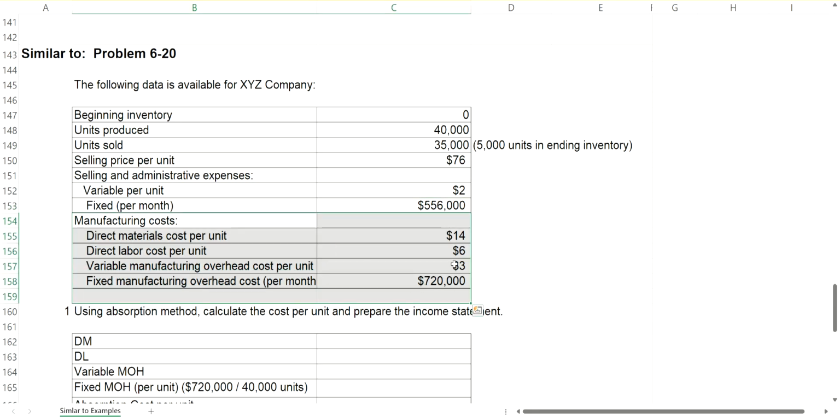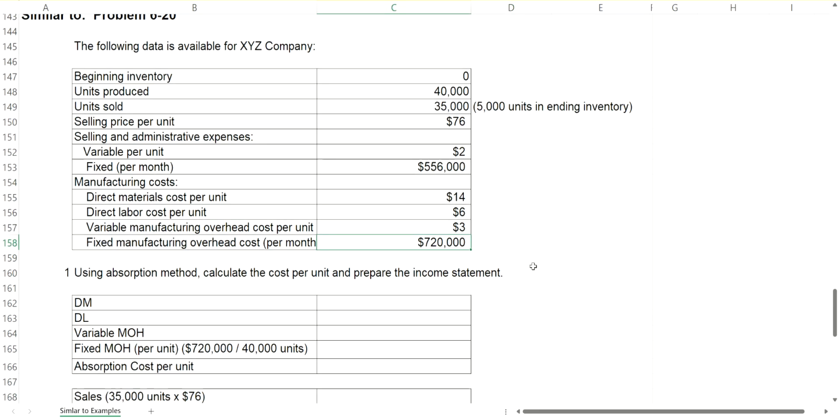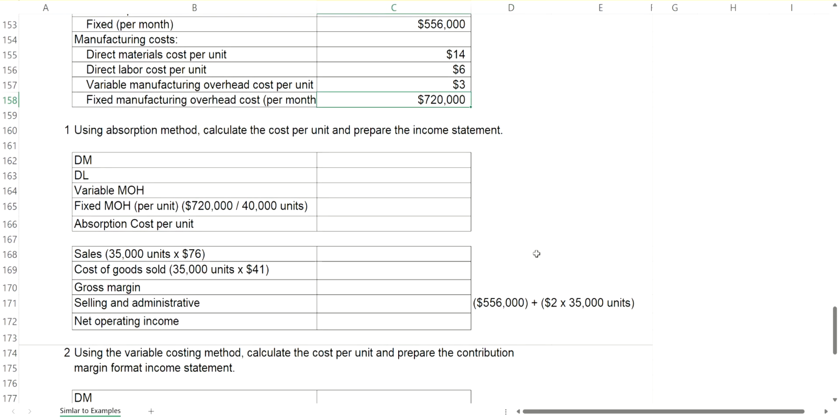For manufacturing overhead cost, materials per unit are 14, labor per unit is 6, variable manufacturing overhead per unit is 3. Now, fixed manufacturing overhead is given to you as a total for the month of $720,000. Okay, let's do the absorption income statement first.